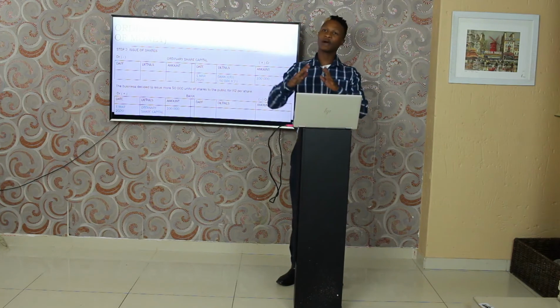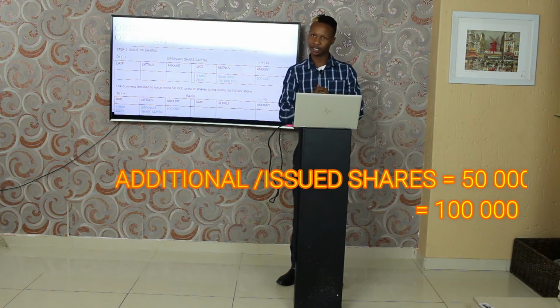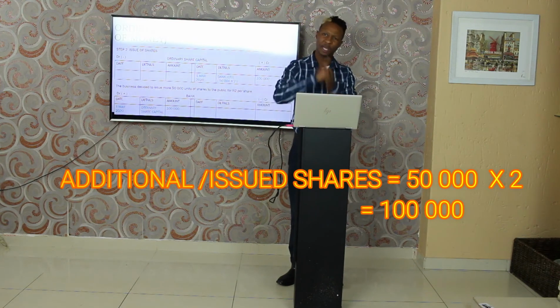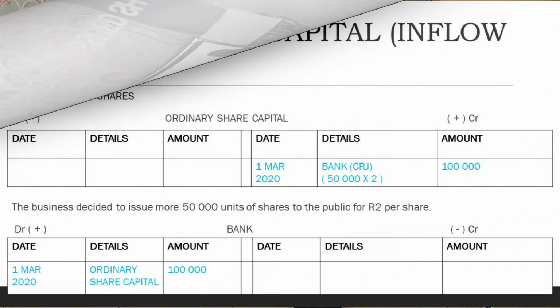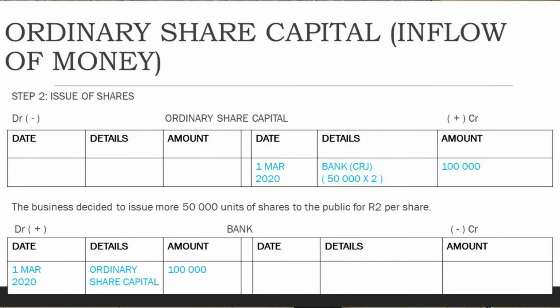So we are going to take our 50,000 units of shares, multiply by 2 rand per share. How much are we going to earn from selling our shares as a company? We are going to get 100,000, and it will be recorded as what? First of all, your date. On which date? On the 1st of March. You're going to write 1st March 2020, we issued shares as bank, CRJ, cash receipt journal.